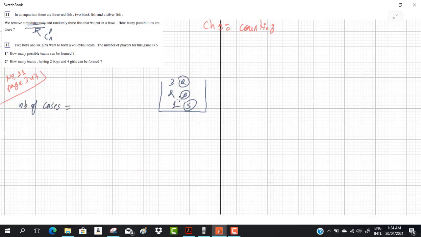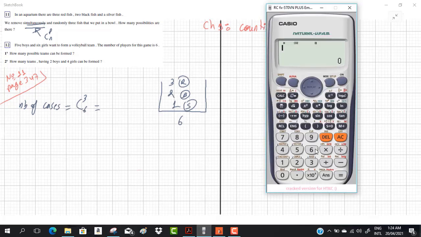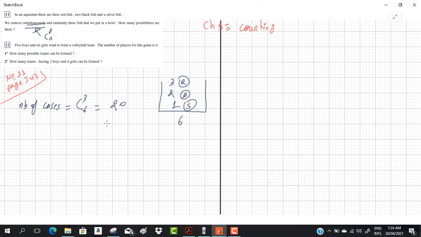We are removing 3 fish out of the total. The total is 6. We are removing 3 out of 6. You can find the answer either using calculator or using the formula. I'm gonna find it using calculator. 6 shift divide 3, the answer is 20. So we have 20 different cases, and this is it.